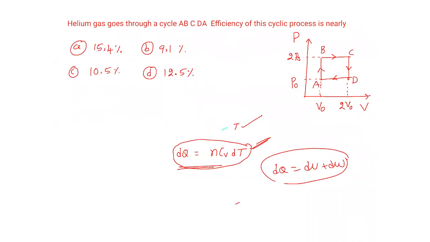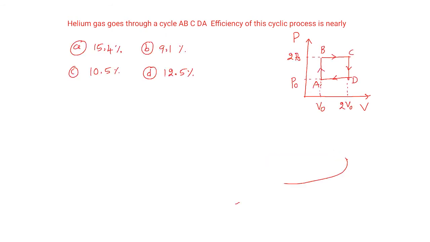So as usual here, heat is supplied in the process A to B and B to C. B to C is an isobaric process, A to B is an isochoric process. First you find the total work done, or else first you find the total heat supplied. So first you find the total work done.